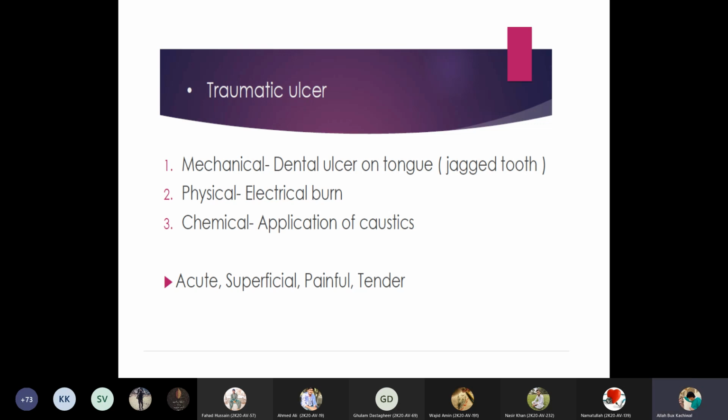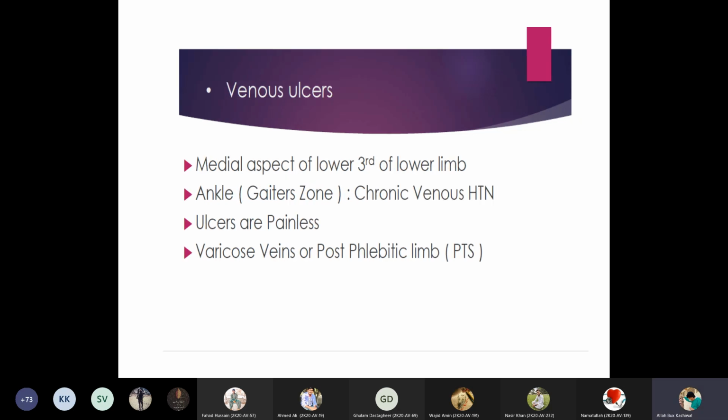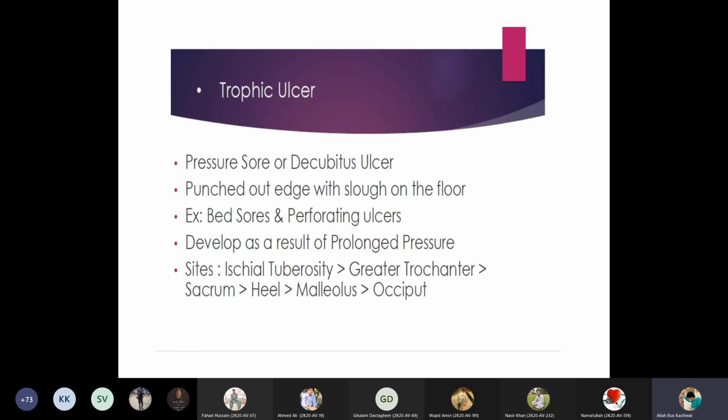The arterial ulcer is caused by peripheral vascular disease, atherosclerosis, or thromboangiitis obliterans, with chief complaints of severe pain, and ulcerative toes, feet, legs, and digits. The venous ulcers occur on the medial aspect of the lower third of the lower limb, ankle, gaiter zone, with chronic venous disease. These ulcers are painless, and varicose veins or post-phlebitic limbs may be seen.